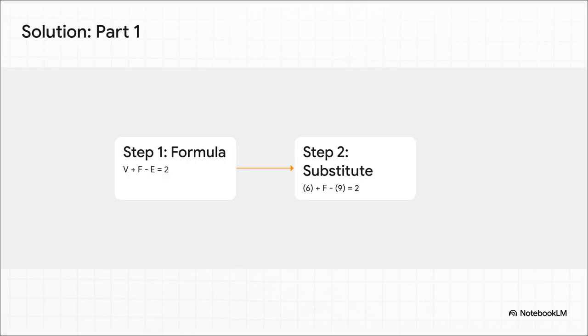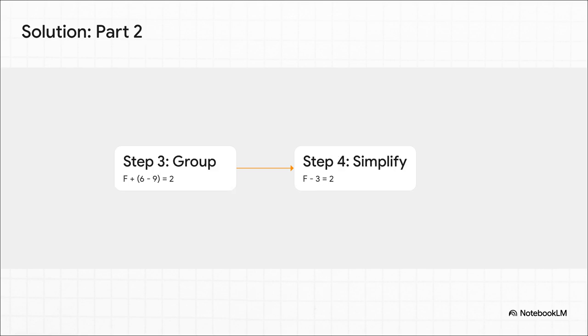First things first, we just write down our trusty formula. V plus F minus E equals 2. Now for the easy part, we just plug in what we know. We swap out V for the number 6, and we swap out E for the number 9. F is still our mystery guest, so we just leave it as F. Okay, next up, let's tidy this up a bit with some basic arithmetic. We can group the numbers together, so we've got F plus whatever 6 minus 9 is. Well, that's just -3. So our equation simplifies down to a much cleaner F minus 3 equals 2.